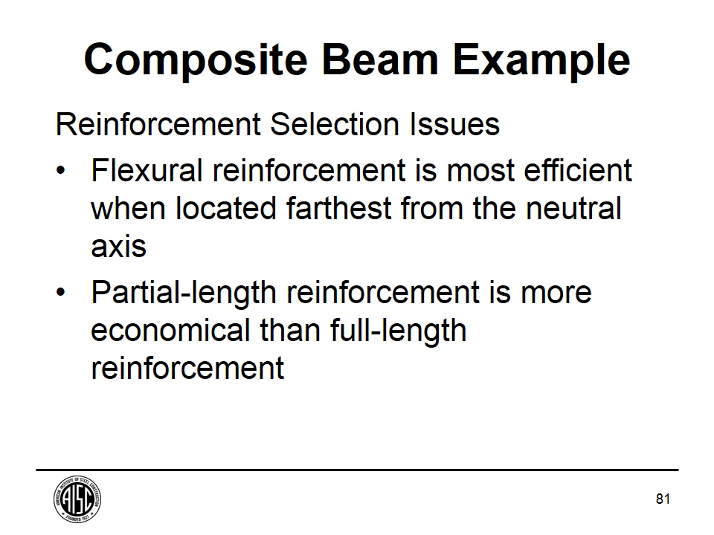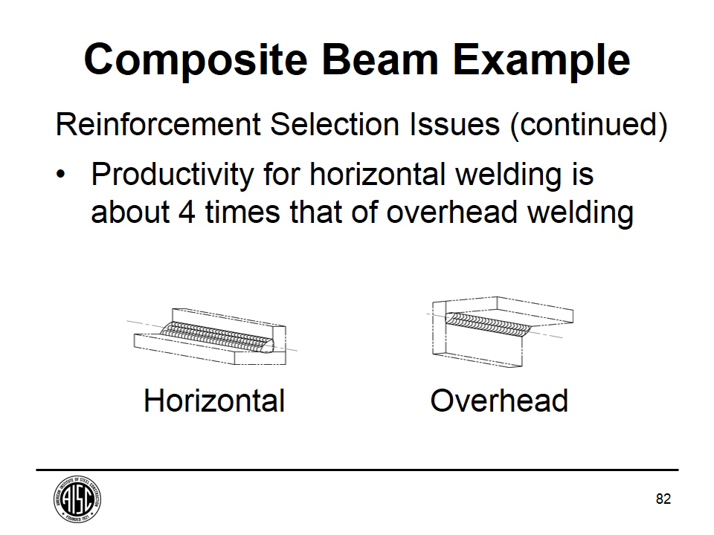So when we select our reinforcement, we need to make sure we know a few basic rules of thumb here. As we know from strengths of materials, the farther you place your reinforcement from the neutral axis, the more efficient it's going to be. And we know that partial length reinforcement is more economical than full length reinforcement. So we're going to try and do partial length reinforcement, especially because this beam is 45 feet long.